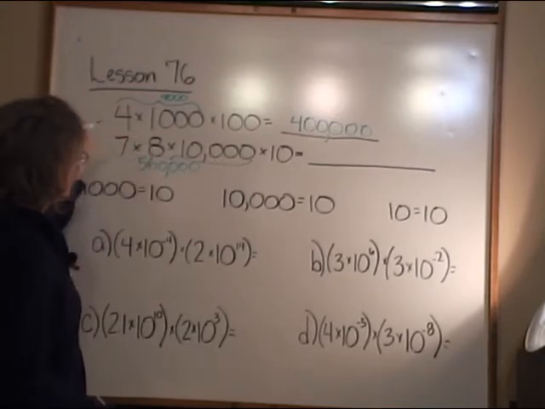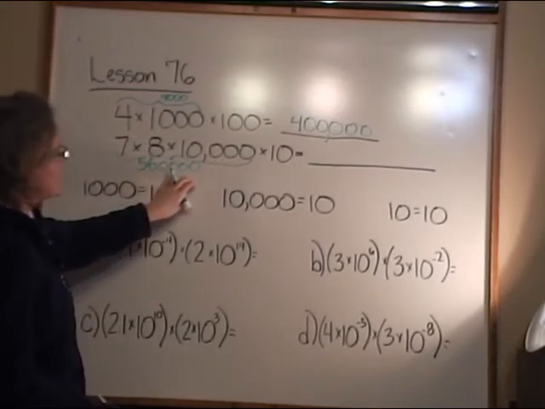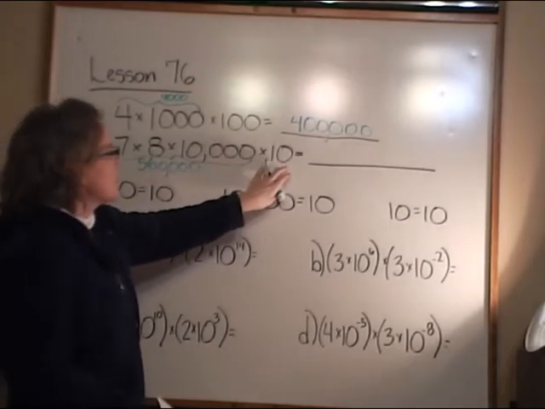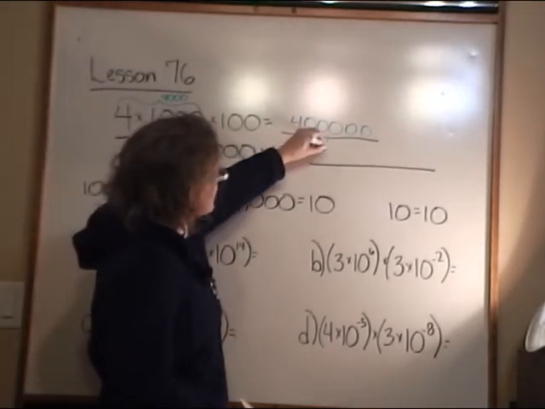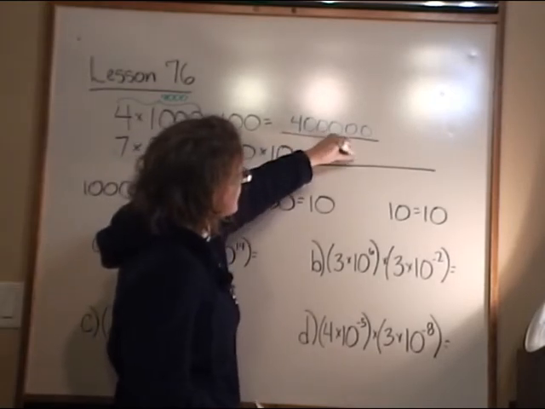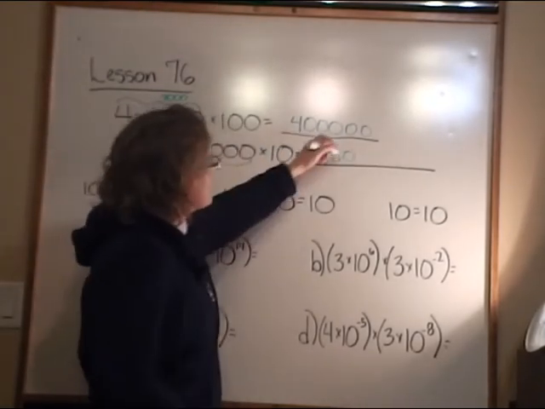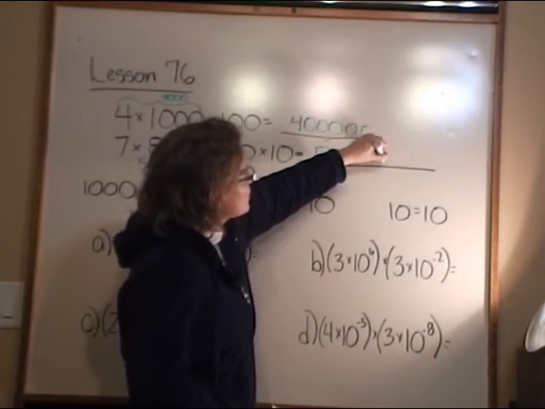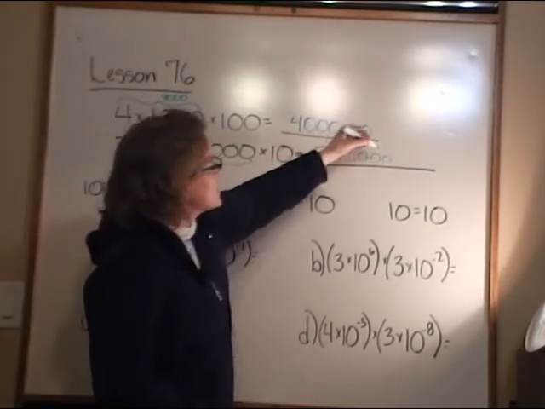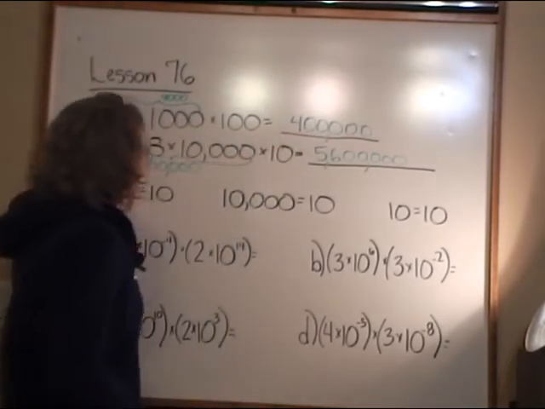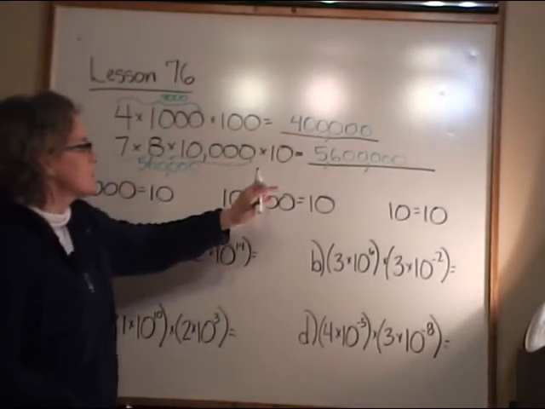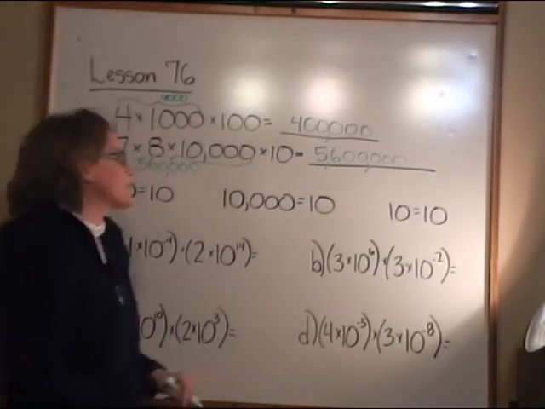So this part right here is 560,000. And then to multiply that by 10, I just add another 0 to this. So I'm at 560, and then I have the 3 zeros, 1, 2, 3. And then to get this 10 in here, I'm going to add another 0. So 7 times 8 times 10,000 times 10 equals 5,600,000.